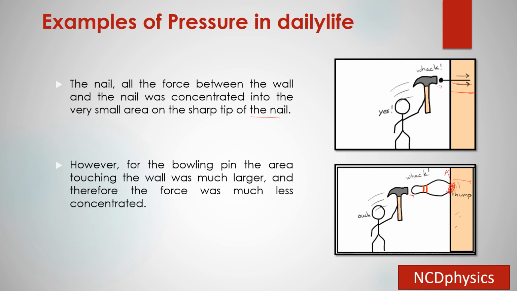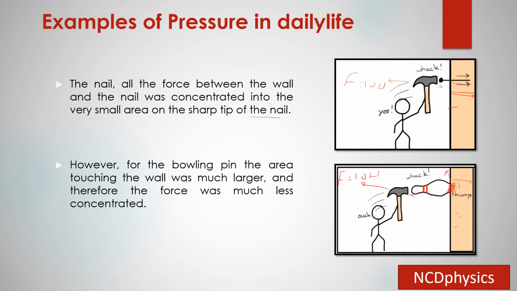And here the nail has a very small area. Okay, so what is the difference between them? Same amount of force. Let's say we are applying 10 Newton force by the hammer, and 10 Newton force by this hammer as well. But the nail is covering distance in the block, but here the bowling pin doesn't cover any distance in the block.